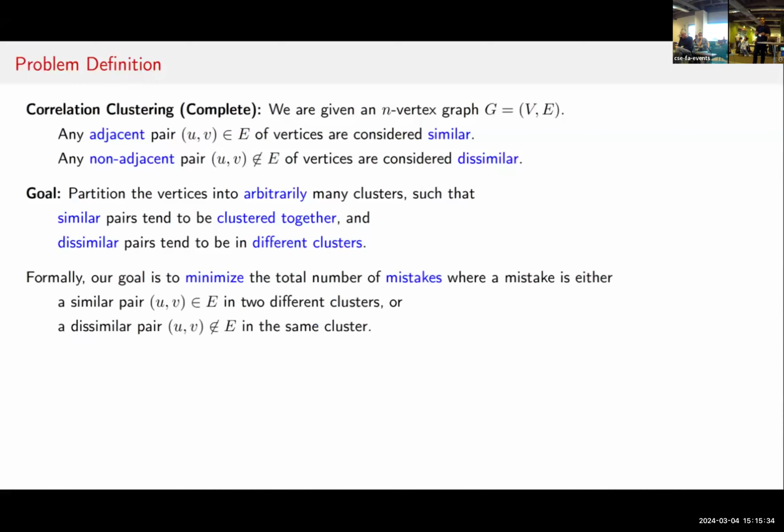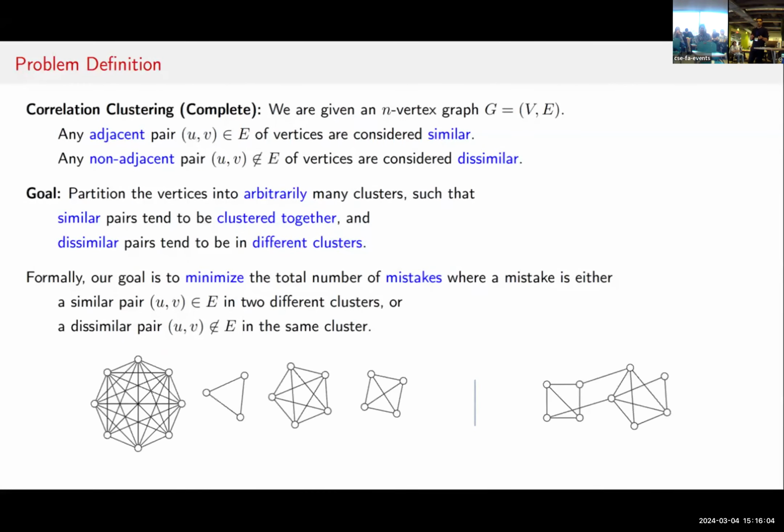Okay, so formally, what's the goal? The goal is to cluster the vertices into arbitrarily many clusters. So there's no k-means or k-median. The only input is these labels on the pairs, and now we want to put them in arbitrarily many clusters such that the number of mistakes is minimized. And what is a mistake? A mistake is either an adjacent pair that's separated or a non-adjacent pair that's inside the cluster.